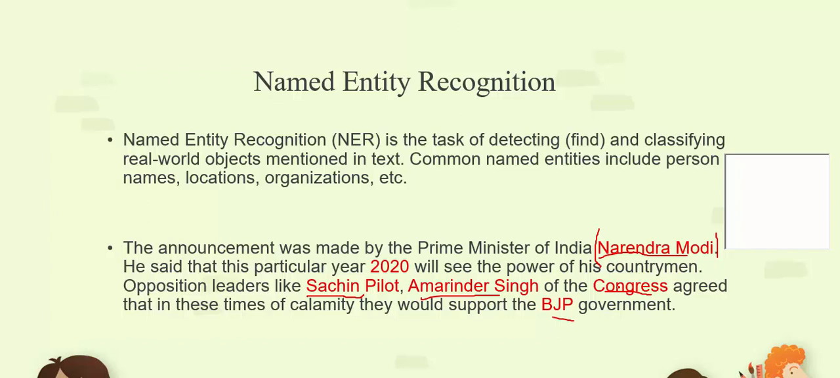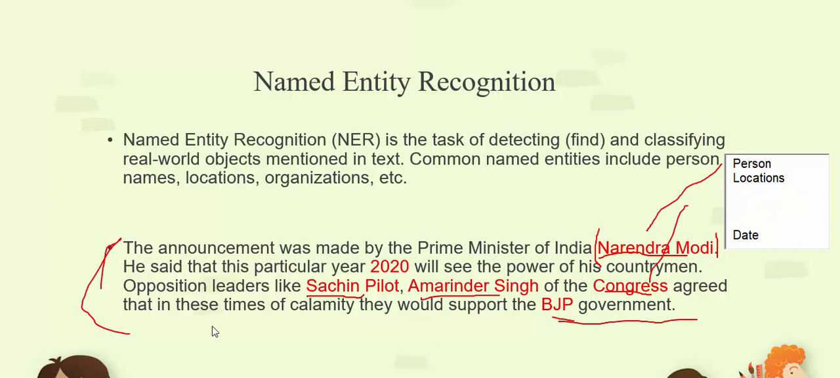So once we find the names, we go on to classify the names. So we say that certain things are persons, certain things are locations, certain things are organizations, certain things are a date. These are some of the examples.